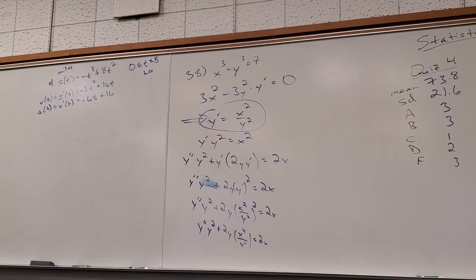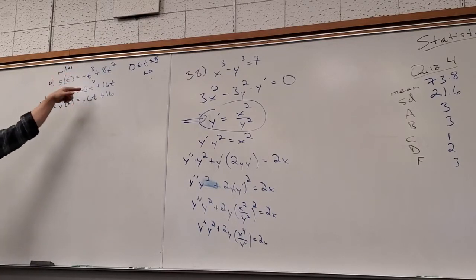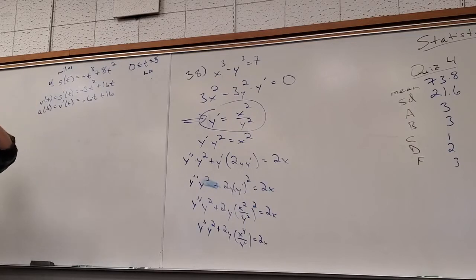So A is easy. Now I just plug 3 into the appropriate equation. It's all about picking the right equation. B, plug 7 in for velocity. C, where am I going to plug 4 for C? The original.